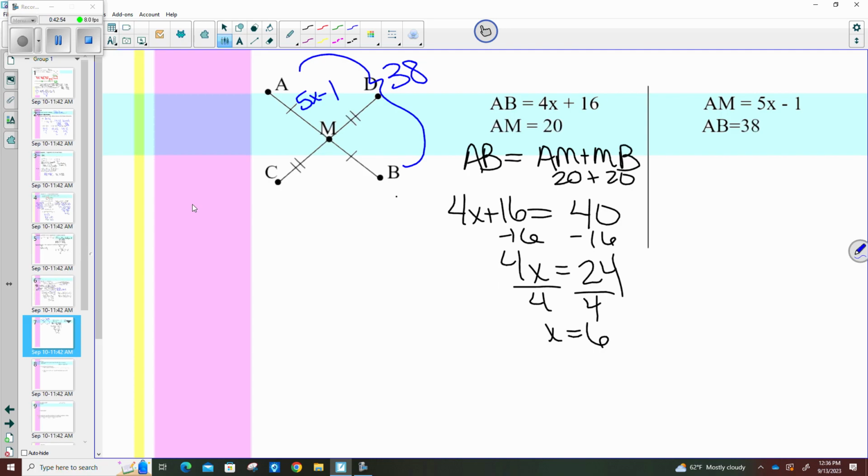I want you to see what you can do with that before we talk about it as a whole. So go ahead and look at that problem and see what you can do with AM is 5x minus 1 and AB is 38. Ready, set, go.